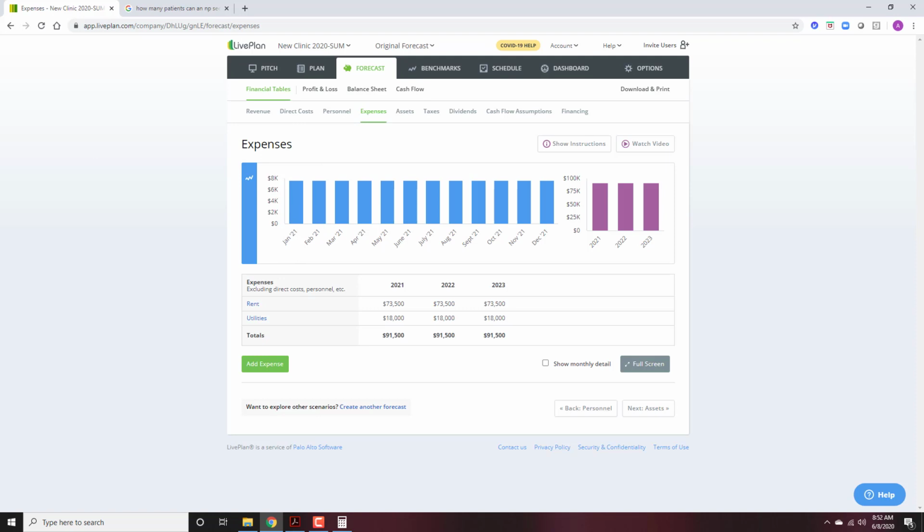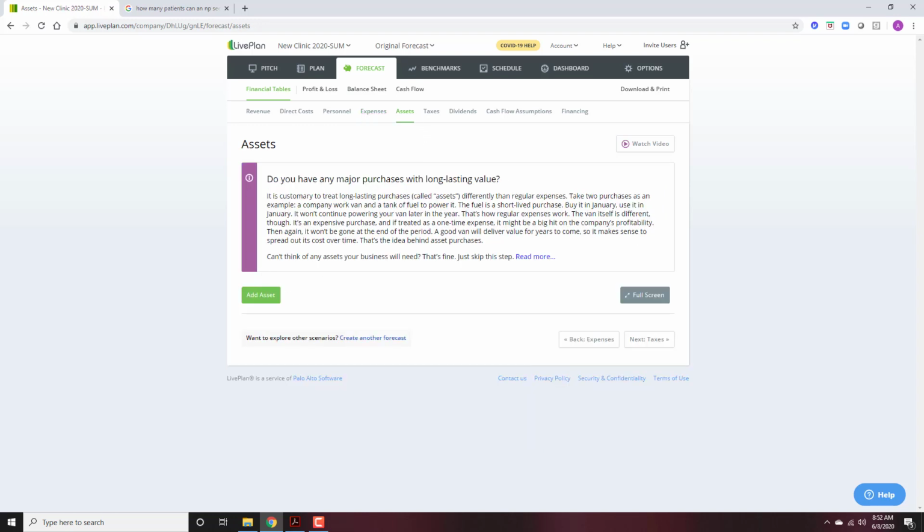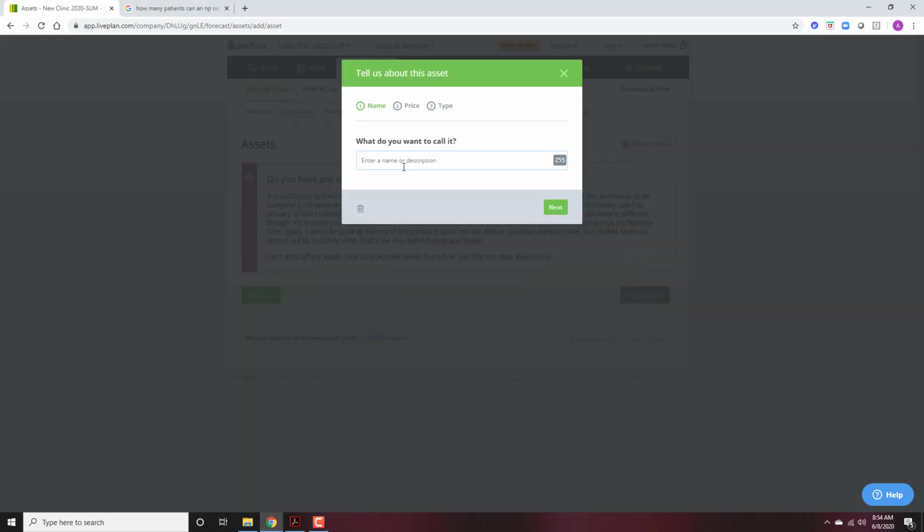So the other thing that you'll need to think about is what assets will I need? I haven't entered any assets yet, right? But let's talk about what assets I may want to purchase to start up. I probably need equipment, right? So we've got to look up how much some of this equipment costs. Let's say one of the assets, these are items like equipment, is a portable x-ray machine.